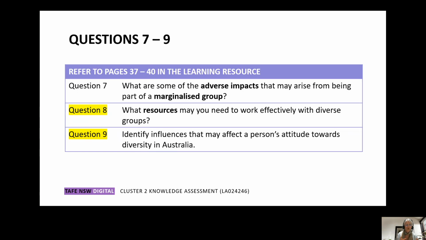But it's asking you who or what institutions, who in your life has influenced the way you think, your perspectives about different cultural groups and different people from diverse backgrounds. And then you'll be able to answer the question. So identify some examples of who and what has impacted or influenced your attitudes.